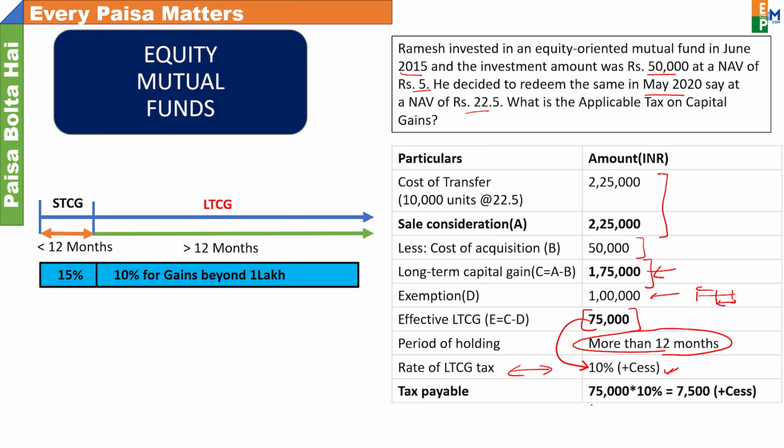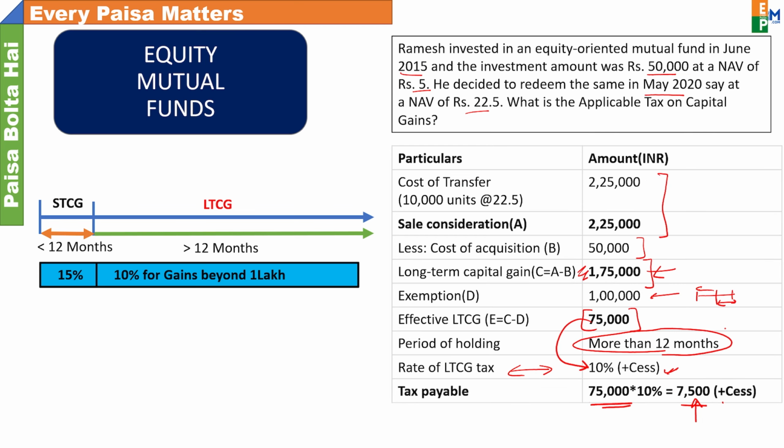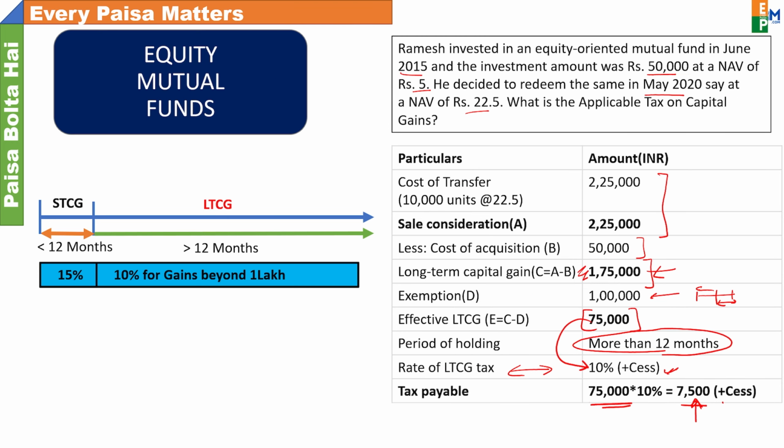So in this case, though his total profit was 1,75,000 rupees, he actually had to pay just 7,500 rupees plus cess as the tax. We can see that in the previous case, his total tax outflow was around 26,250. In this case, his tax outflow is 7,500. So in the above case, assuming he had held this for another month or two, and if the price had remained the same, there would have been a lot of saving, because it would have qualified for the long-term capital gain.